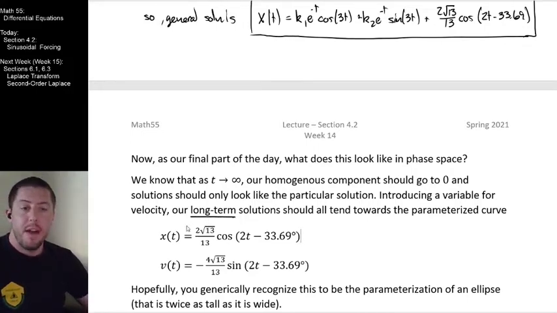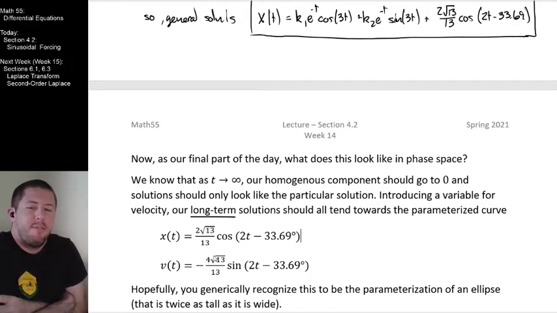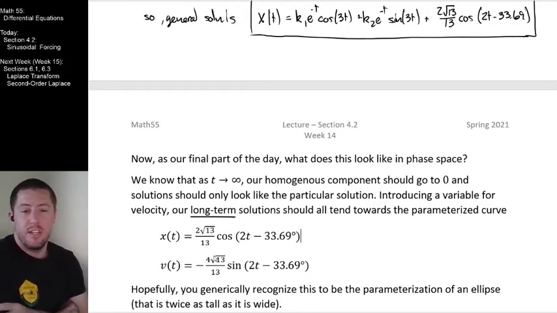And then if we wanted to find our velocity so that we could plot this in phase space, then it seems like this should just be the derivative, right? So the derivative of cosine is just negative sine, and then times the derivative of the inside function is going to pop out an additional factor of 2, and we can see it right there. Instead of a 2, we got a 4, right? So my question to you is, what is this the parameterization of? And you should know the answer to that question. You should recognize this to be the parameterization of an ellipse.